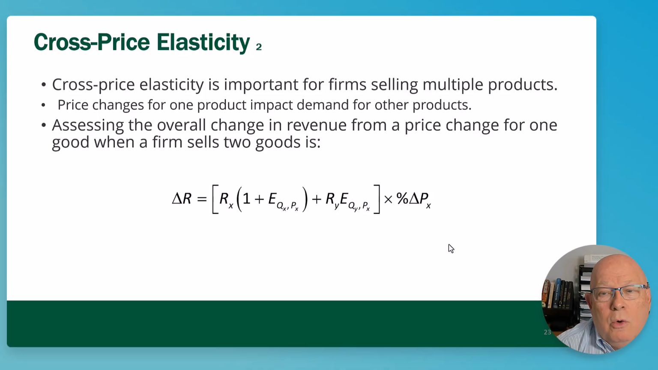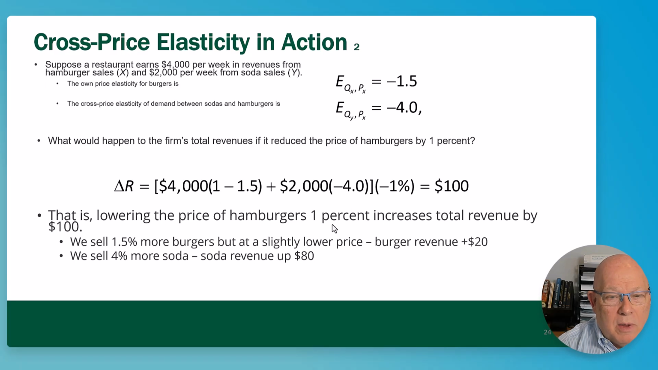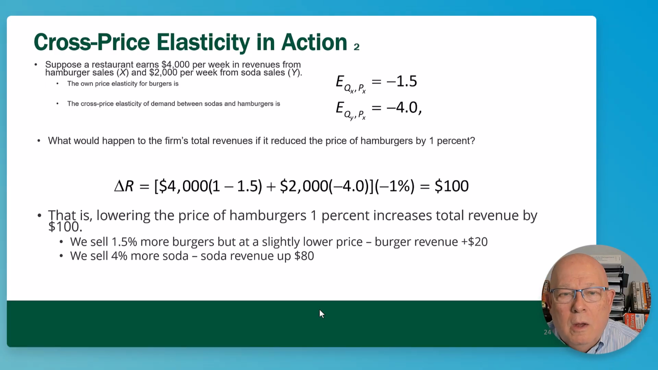We can also calculate a formula for determining what the overall change in revenue is from a price change for one firm if we sell more than one good, more than one type of product. So in this case, we have the revenue from X and the revenue from Y, and we can calculate what our total revenue is. The formula looks intimidating, but it's not all that complicated. So we're going to put some numbers to this. I think it's a little easier to understand.